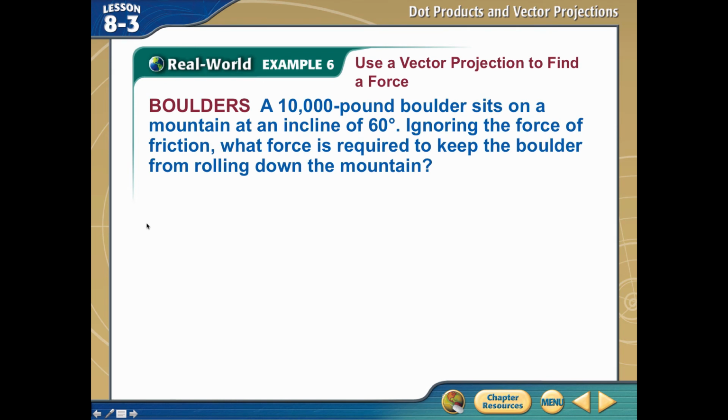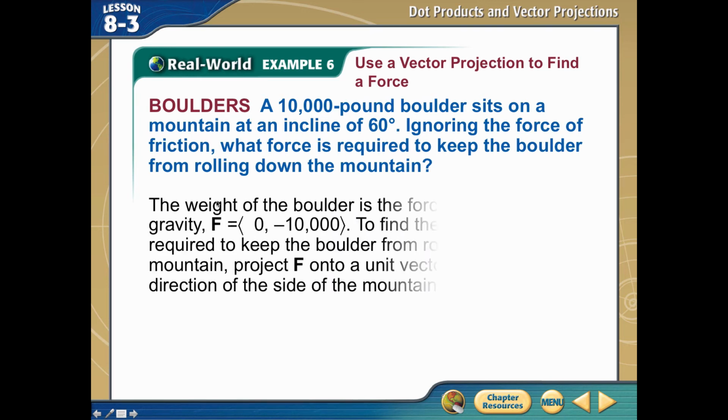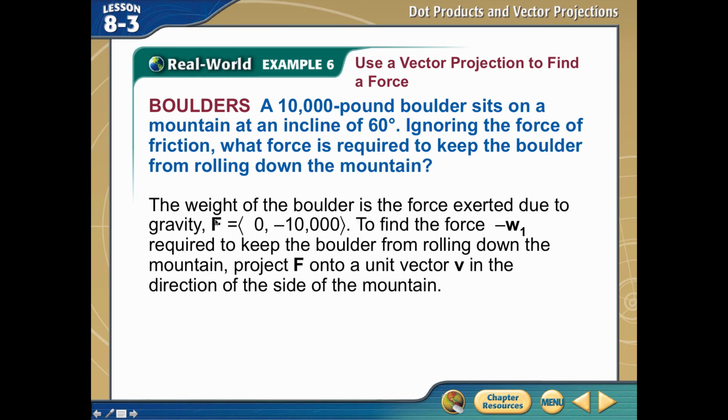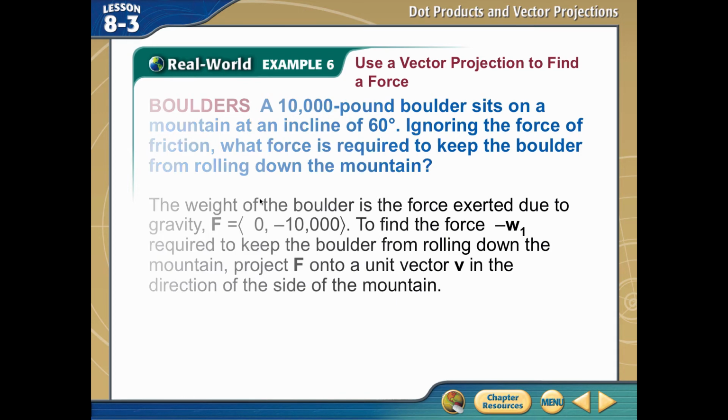Now let's go to an example. And we're going to step through this example. A 10,000-pound boulder sitting on a mountain, an incline of 60 degrees. What force is required to keep the boulder from rolling down the mountain? So the force vector, x is 0, y is negative 10,000 pounds. And let's get to the next page.